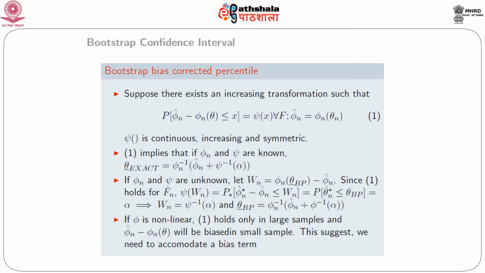However, if ψ is non-linear, then the probability in 1 holds only for larger samples, and φ_n-hat minus φ_n(θ) will be biased in small samples. So, this means that we need to accommodate a bias term, and that is the reason we go into the next method, which is the Bootstrap bias corrected percentile.